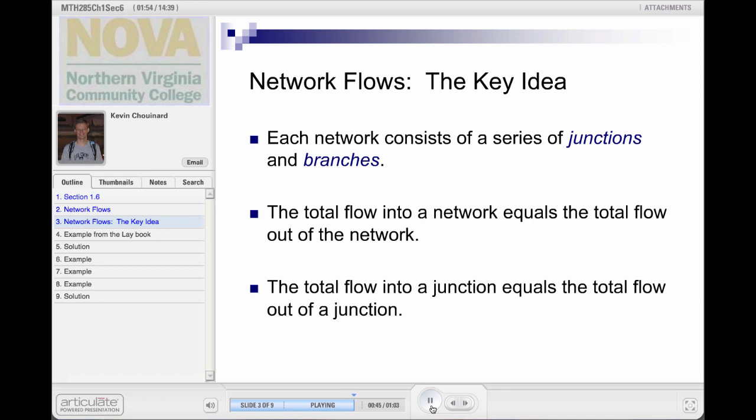We're going to look at each junction in a network, and by equating the flow in to the flow out, we get an equation. Do that for multiple junctions, and you're going to get a system of equations. And based on the systems of equations that we've been studying throughout Chapter 1, you can probably guess where we're headed with this.